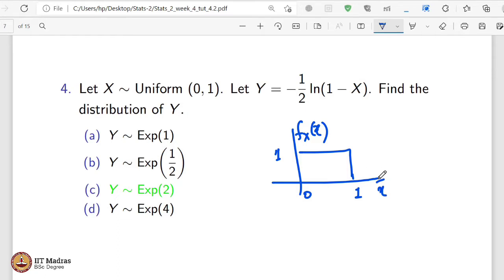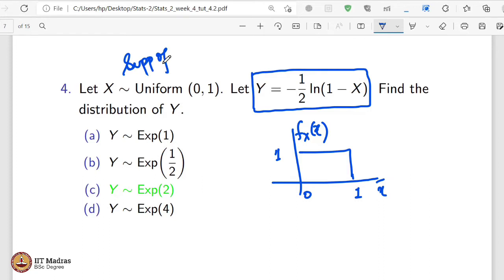Okay, and now we have been given y as minus 1 upon 2 ln of 1 minus x. So we just have to see whether this function is monotonic in the support of x or not. So the support of x is what, from 0 to 1, right? We just have to plot this function and see whether in the support of x from 0 to 1 this function is monotonic or not.